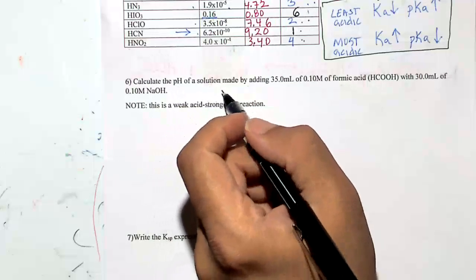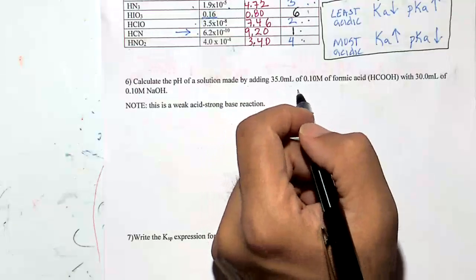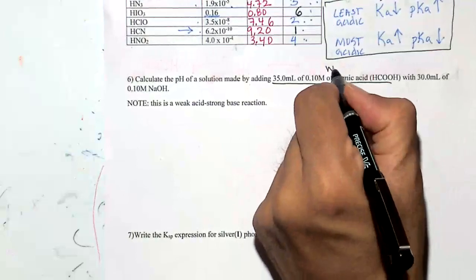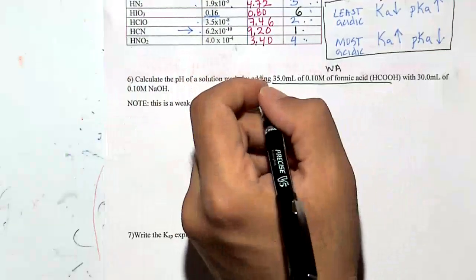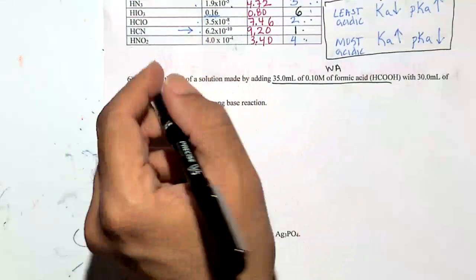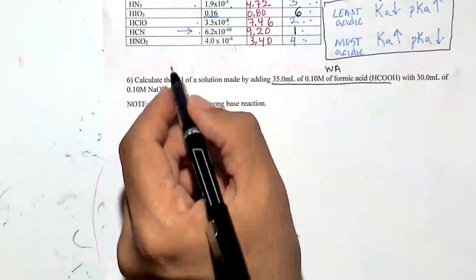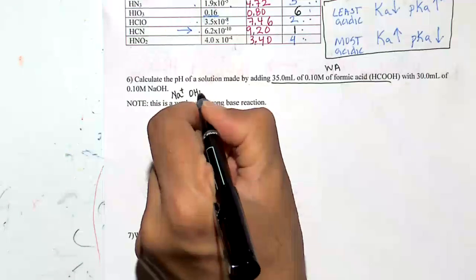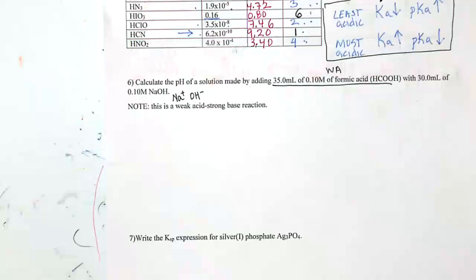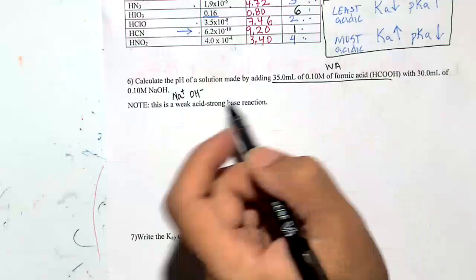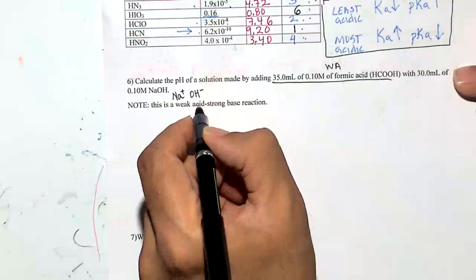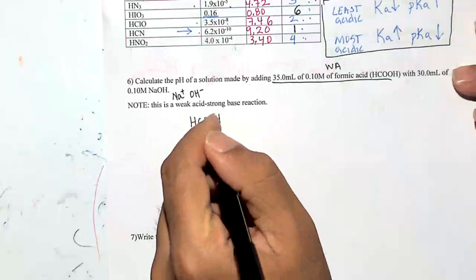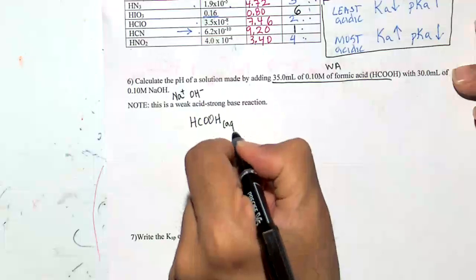All right, how about this one here? Calculate the pH of a solution made by adding 35 mLs of formic acid, which I'm going to call a weak acid, with 30 mLs of NaOH. This NaOH is a strong base. It really is Na plus and OH minus. So we're going to react this weak acid with this strong base. When you do that, this is the reaction you will get.